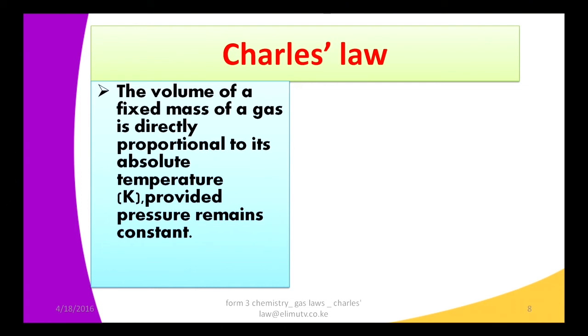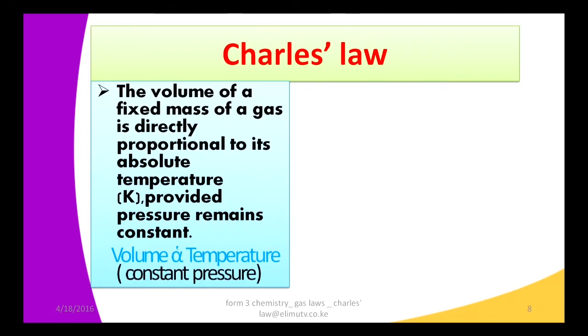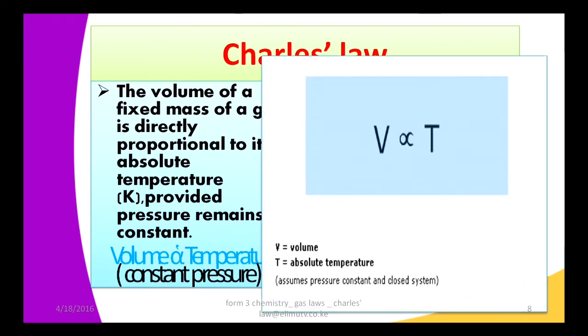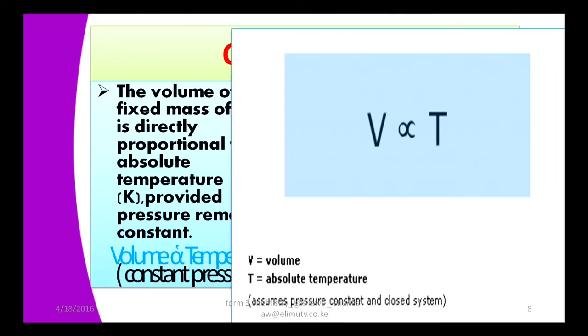Now, we can therefore say that the volume of a given mass of a gas is proportional to temperature from this expression that we have here at constant pressure. Pressure is constant. So mathematically, volume is proportional to temperature T. V stands for volume, T stands for temperature. So this is what Charles' law states. And these conditions are assumed when pressure is constant and in an enclosed system. Remember, this experiment must be done in an enclosed system because the particles of the gases, if left in the open, escape and may not give us these results. So that's how we want to relate Charles' law mathematically.